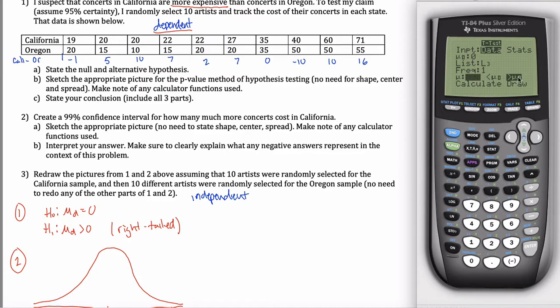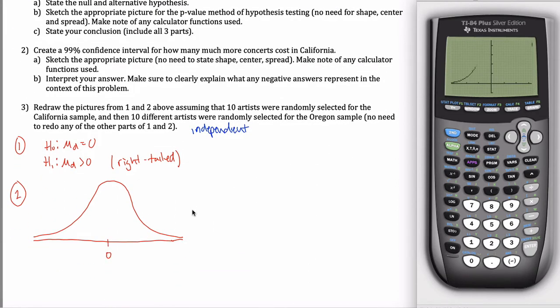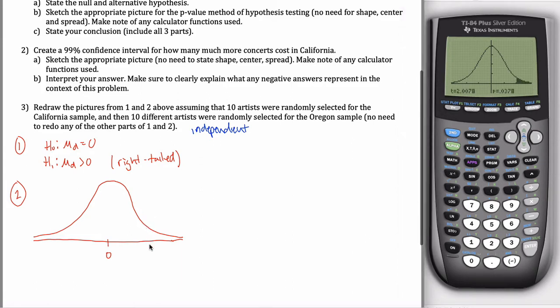My claim is that the differences are greater than 0. Note that mu naught is 0 here. That's this 0 here. And then I can either calculate or draw. You should probably know at this point I typically draw when I'm doing the p-value method. So it's going to slowly draw me my picture, and it's going to shade in. There's my test statistic. Indicate it with a t. T equals 2 point something, 0078.